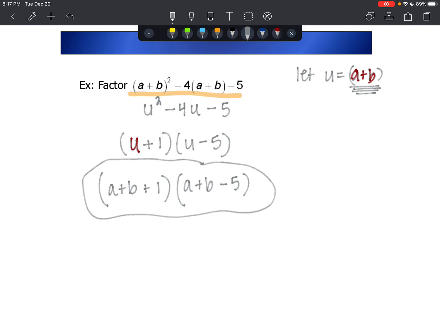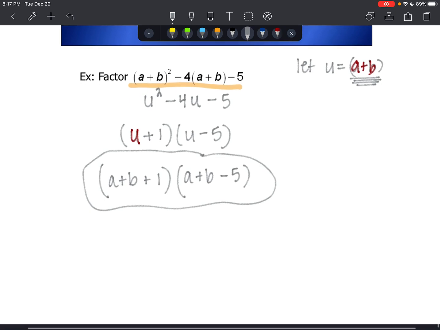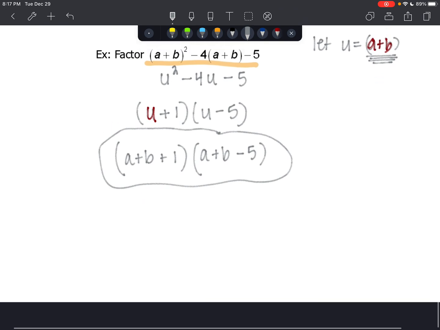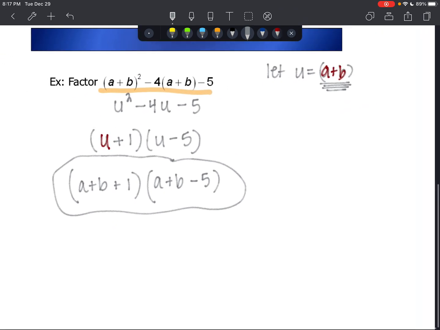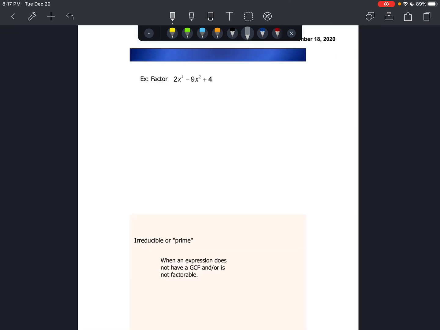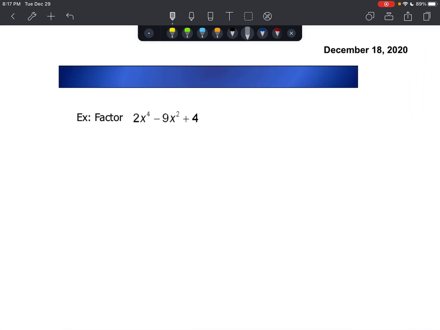Ta-da, we factored it. So at this level in college algebra, we start factoring things that look a little bit different than they did in maybe Algebra 1 and Algebra 2. Let's see, we've got one more. Here's a trinomial that not only has a different exponent, but it also doesn't lead with a positive 1. So that leading coefficient here is a positive 2.